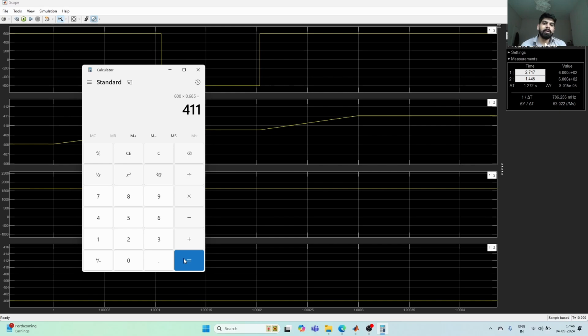If you want to look into how Vdc by 2 into m came out as the terminal voltage, then you can just revisit chapter 2 and see the graphs and how they have derived it. So if you see it here, we have the Vdc by 2 at 600 volts, and 0.685 is our m. So we are getting 411 at the terminal, right?